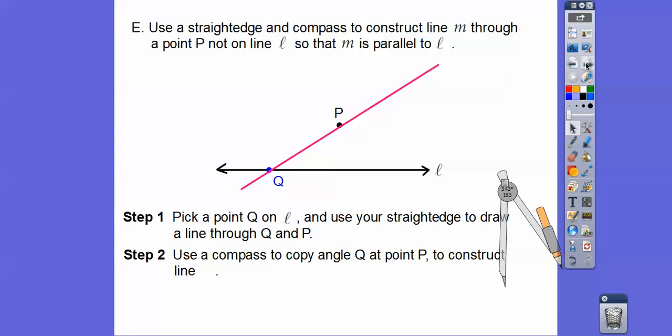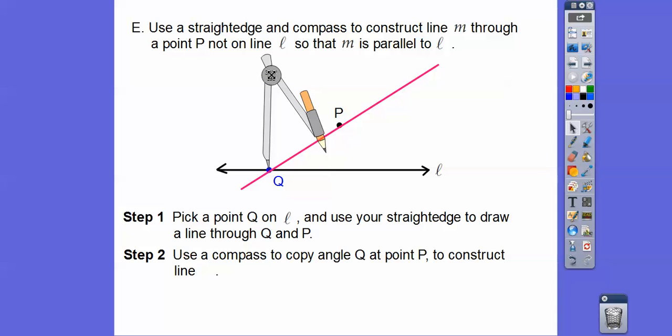Okay, so next step is to use a compass to copy the angle Q at point P. So this is assuming you guys have copied angles before. So if you haven't, just hold on for a second. This is how you copy an angle. Let's see if I can do it correctly here. So I want to go down here. So I'm going to make this arc right here. Let me get a smaller little piece right there.